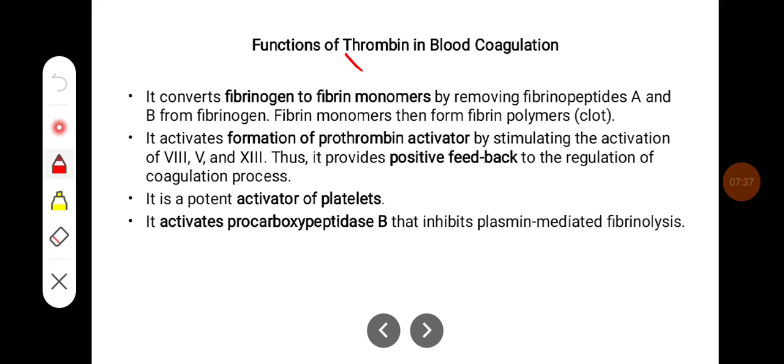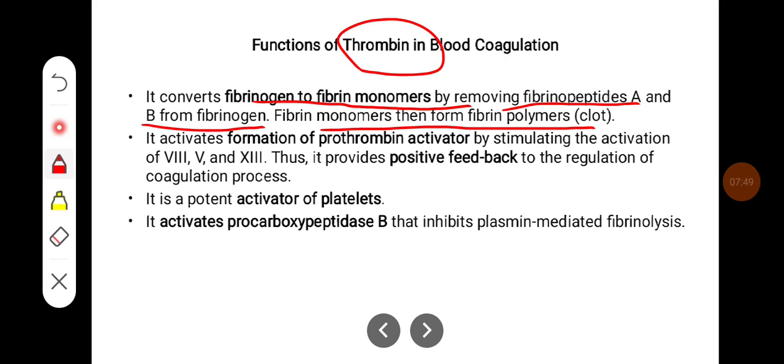The functions of thrombin in blood coagulation. So it converts fibrinogen into fibrin monomers by removing fibrinopeptides A and B from fibrinogen. Fibrin monomers then form fibrin polymers, so that is clot. It activates formation of prothrombin activator by stimulating the activation of factor 8, 5, and 13. Thus, it provides positive feedback to the regulation of coagulation process.